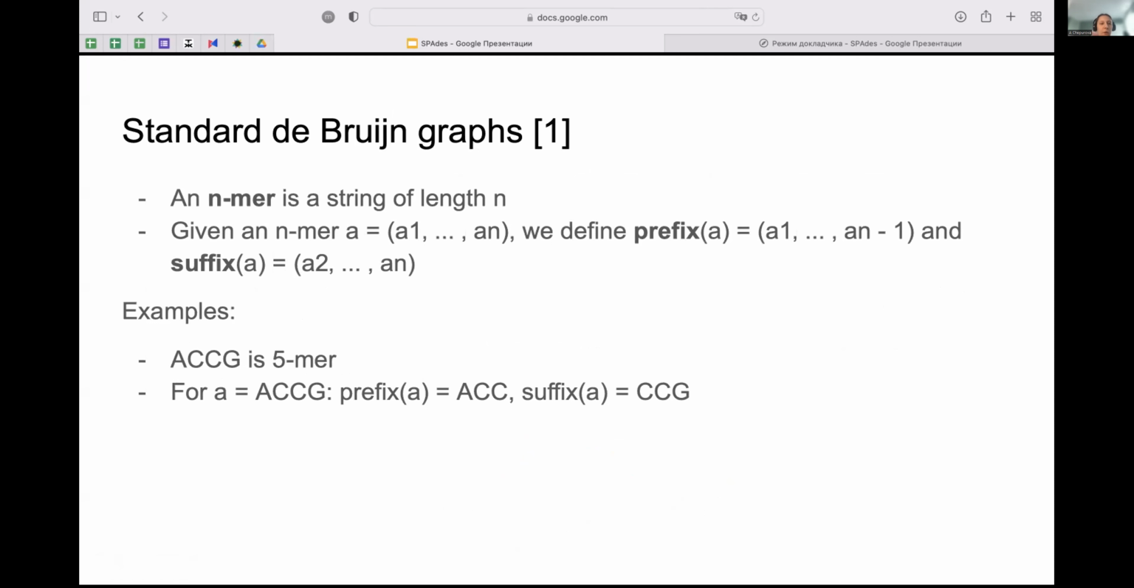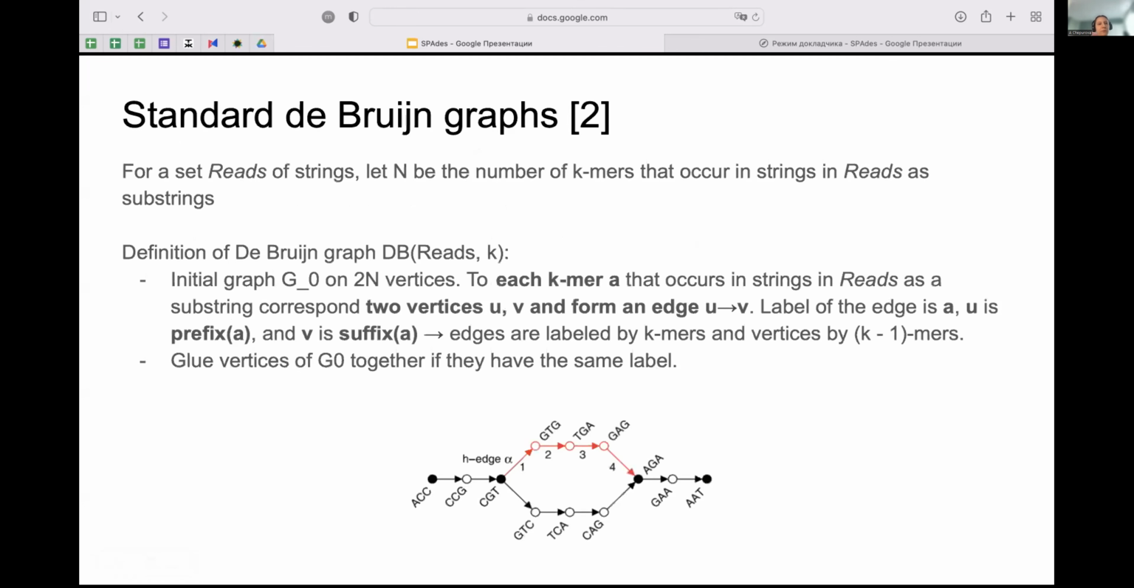Also, the authors of the paper use the notion of the de Bruijn graph. Let's briefly describe what it is. A k-mer is a string of length k, and given a k-mer a, we define its prefix as the first part of the string with all of the nucleotides except the last one, and the suffix of a as all parts of the string except the first one. For example, ACCG is a 4-mer, and for this k-mer the prefix is ACC and the suffix is CCG.